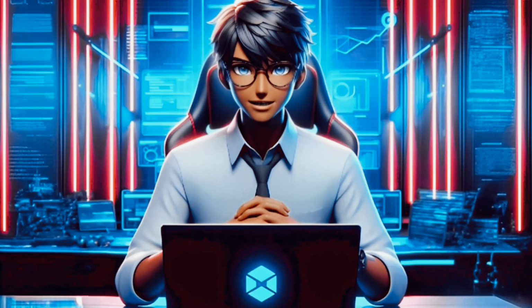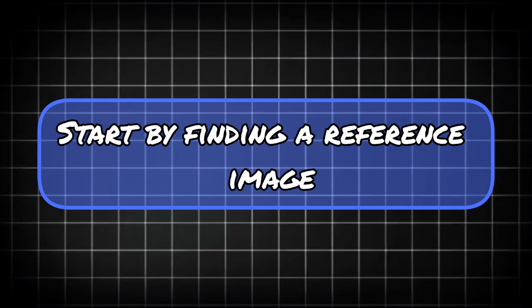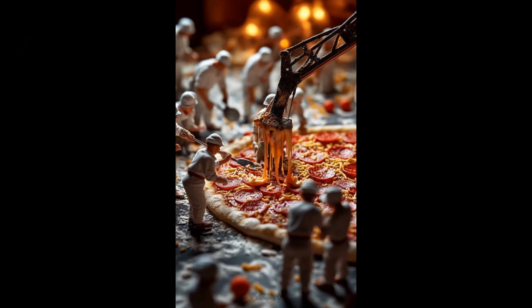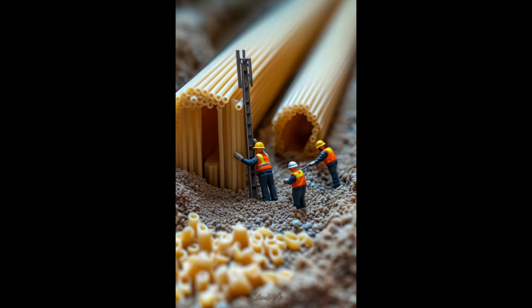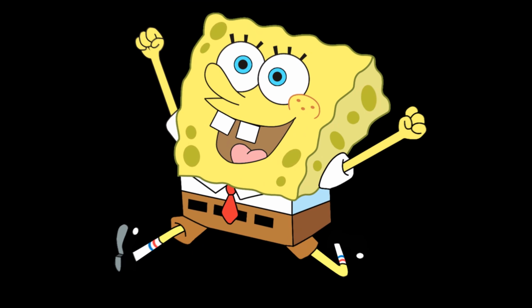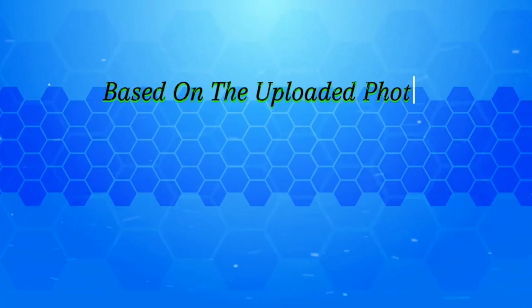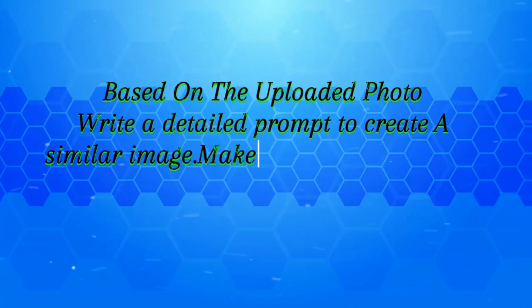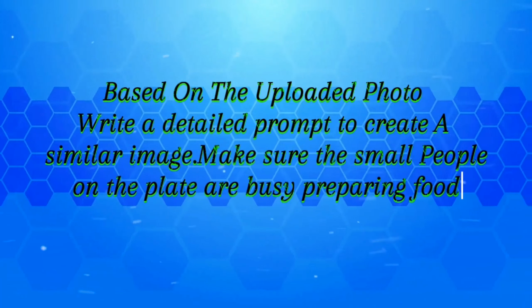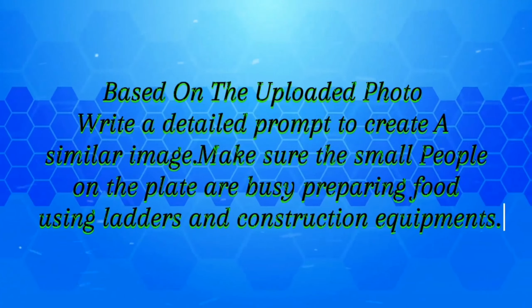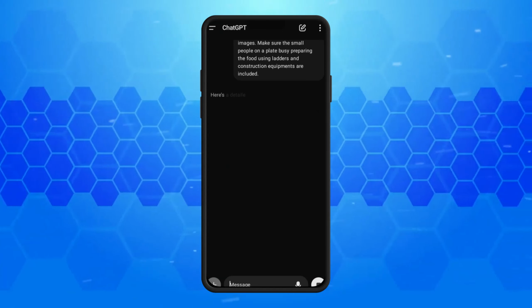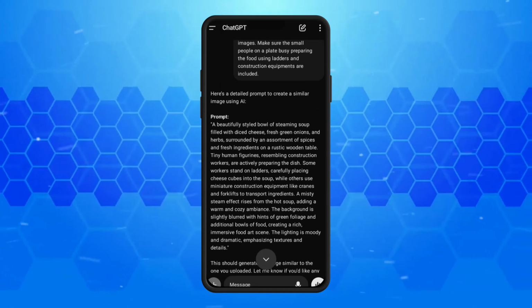To create these trending videos, you need to generate high-quality images using a well-detailed prompt to get the perfect result. Start by finding a reference image. You can either screenshot an image of mini workers from social media or use the one provided in the description of this video. Once you have the image, upload it to ChatGPT and use this prompt. Based on the uploaded photo, write a detailed prompt to create a similar image. Make sure the small people on a plate are busy preparing food using ladders and construction equipment.